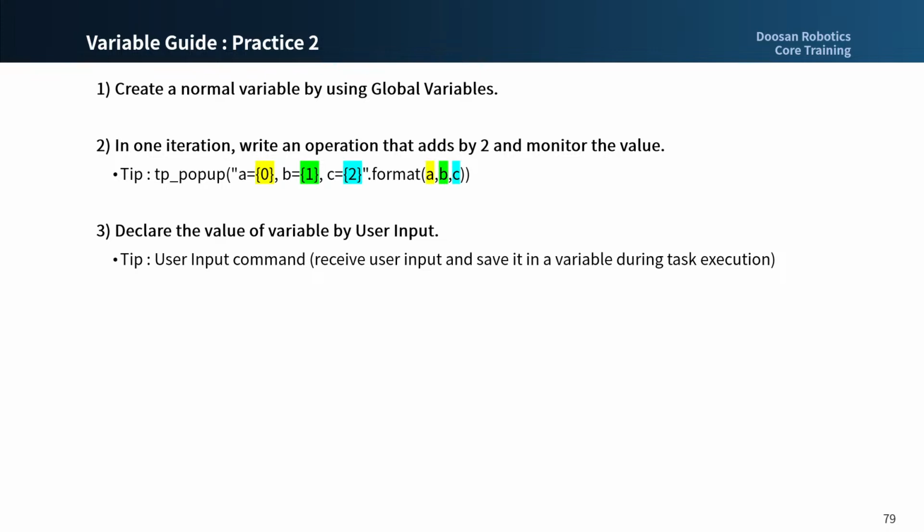With this practice, you can learn how to monitor the value of a variable with a pop-up window. If you refer to the program manual, you can monitor values using a command called TP pop-up. And alternatively, you can declare a value arbitrarily with a command called user input. Let's watch the video to learn how to do this practice.